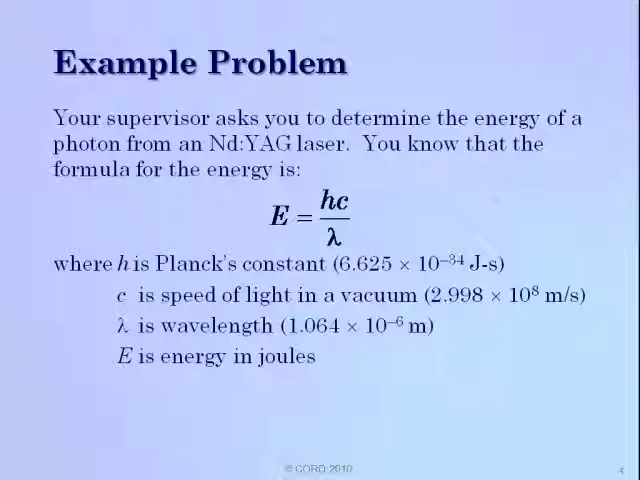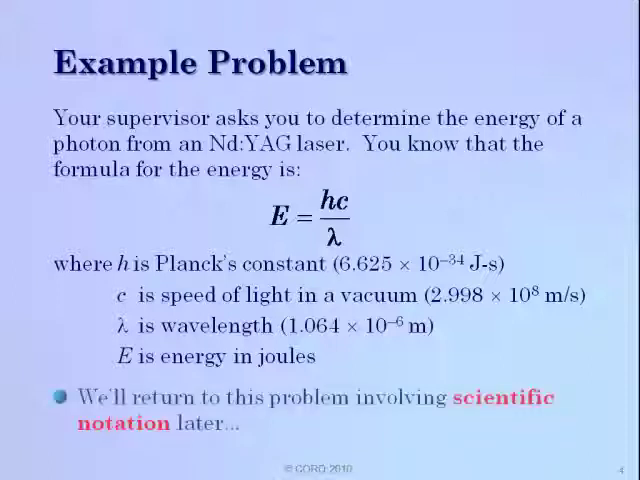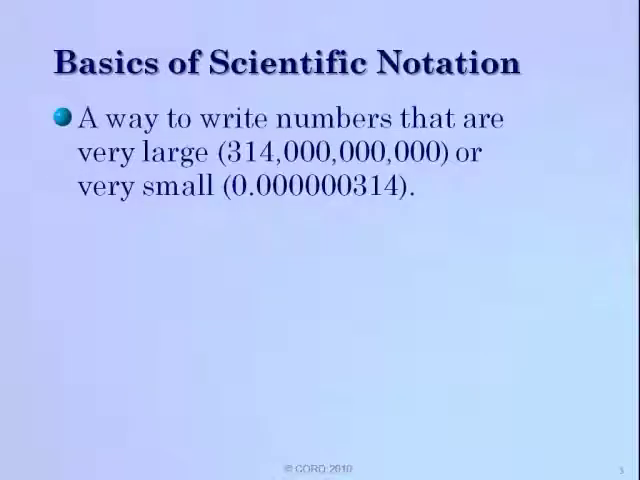Now you'll notice those first three constants are all given in terms of scientific notation. They're either very small numbers or very large numbers. You'll have to use scientific notation to make those calculations. In this module, we'll learn how to do that. But we'll return to this problem later after you've learned how to deal with these numbers in scientific notation.